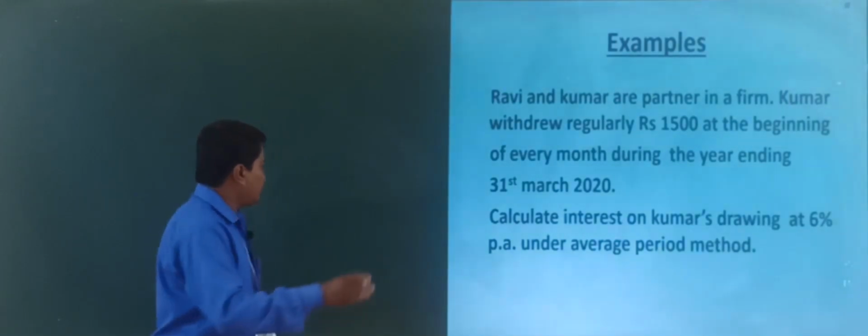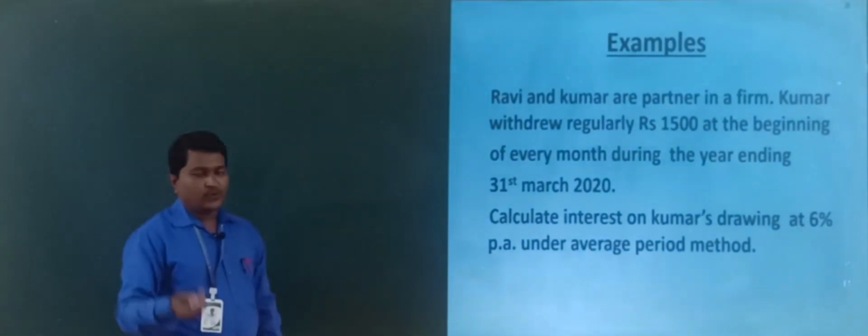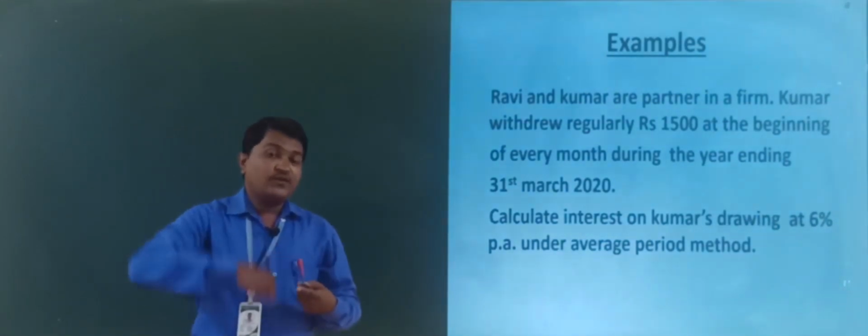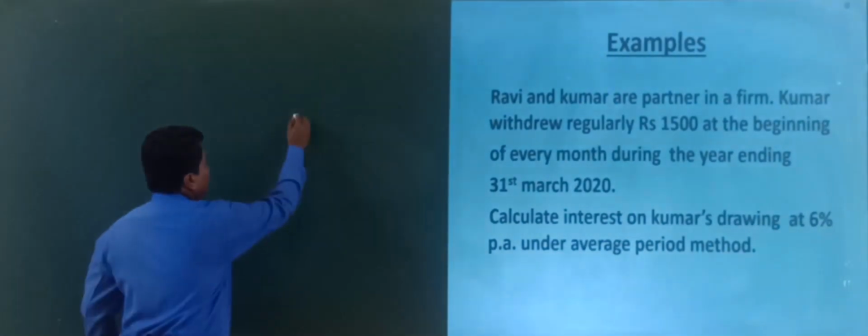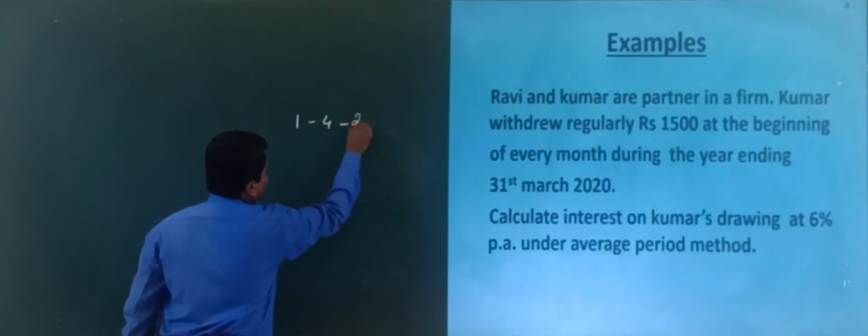It means, suppose when is the year ending? 31st March 2020 is the year ending. Means when does it begin? Yes, it begins on 1/4/2019.